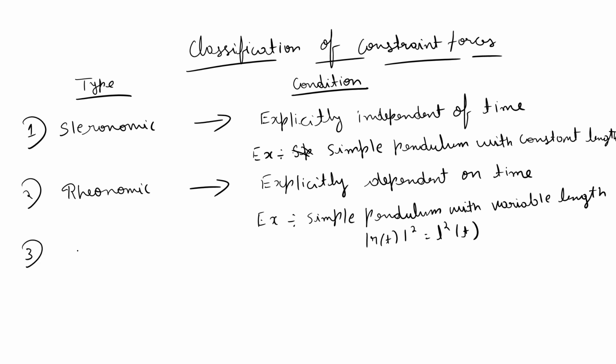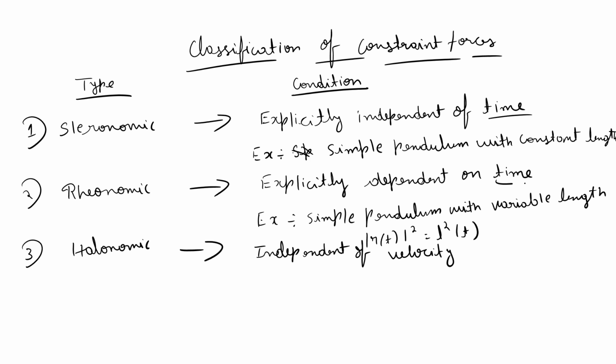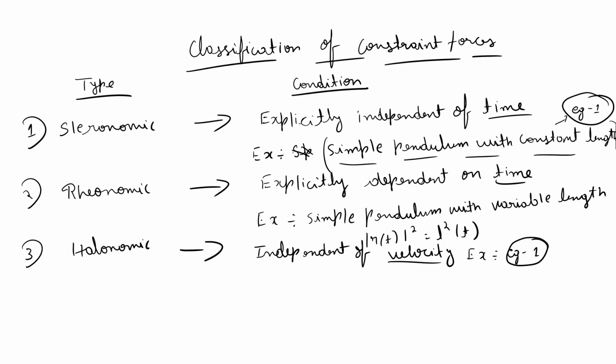Then the third type is holonomic constraint. What do you mean by holonomic constraint? It is independent of velocity. We spoke about time initially; now we are talking with respect to velocity. Independent of velocity. We can take the same example, a simple pendulum of constant length. Let me call this example 1, EG1. So the example will be the same as EG1, simple pendulum of constant length.